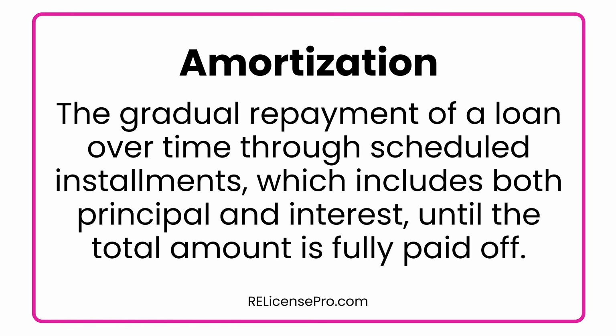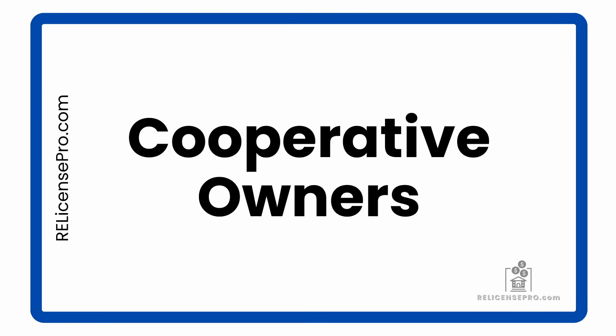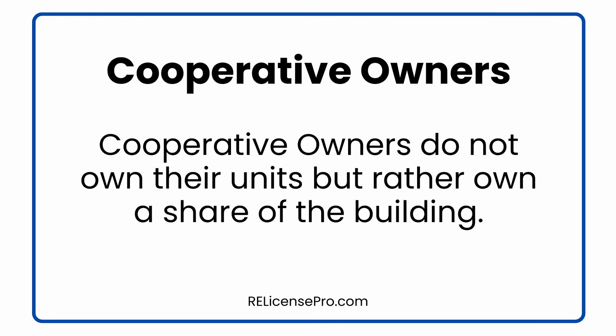Amortization. The gradual repayment of a loan over time through scheduled installments, which include both principal and interest, until the total amount is fully paid off. Cooperative owners. Cooperative owners do not own their units, but rather own a share of the building.